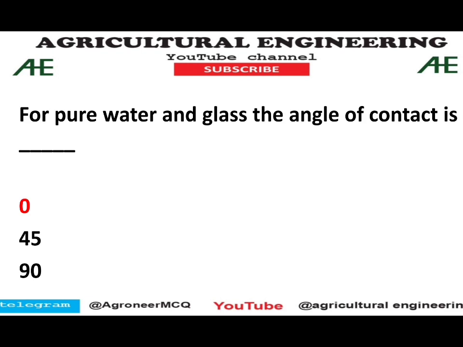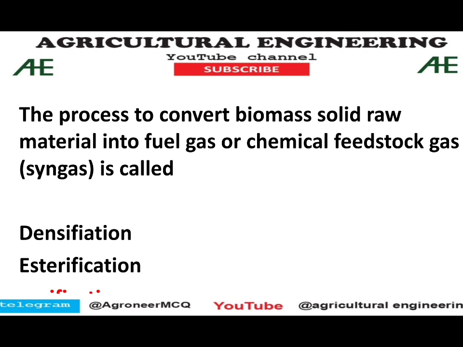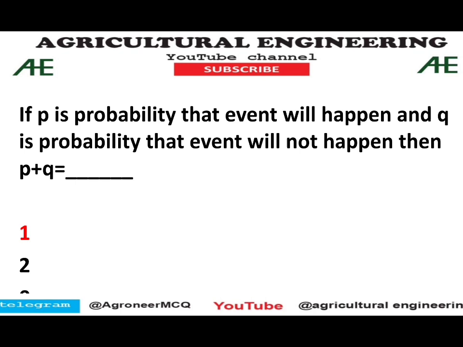For pure water and glass, the angle of contact is 0 degrees. The process of converting biomass solid raw material into fuel gas or chemical feedstock gas is called gasification. If P is the probability that an event will happen and Q is the probability that the event will not happen, then P plus Q is equal to 1.